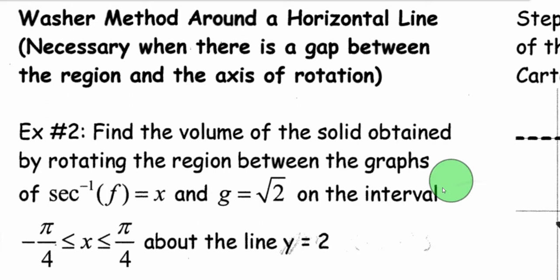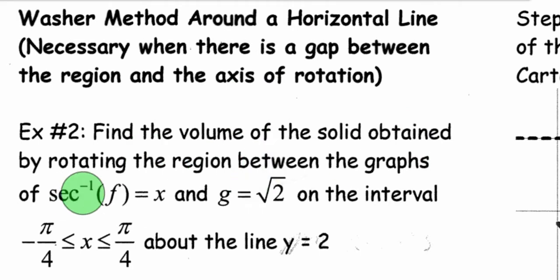We're going to take a look at another example for the washer method. Again, this is important and necessary when there's a gap between the region you're rotating and the axis of rotation. The other method, when there's no gap, is the disk method, so make sure you differentiate the two. We want to find the volume of the solid obtained by rotating the following region.